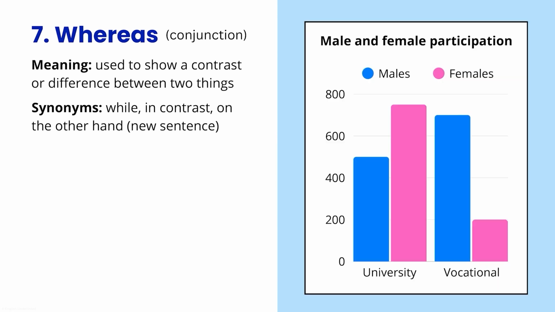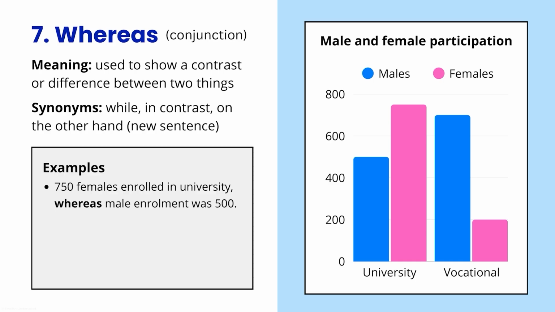So have a look at this chart on the right now. You see that it's about male and female participation in two different things. And as you can see, the blue bars, which are about the males, are very different to the females. So this is a great opportunity for us to use whereas. And here's the first example. 750 females enrolled in university, whereas male enrollment was 500. So we're simply using whereas to show that the two numbers were different.